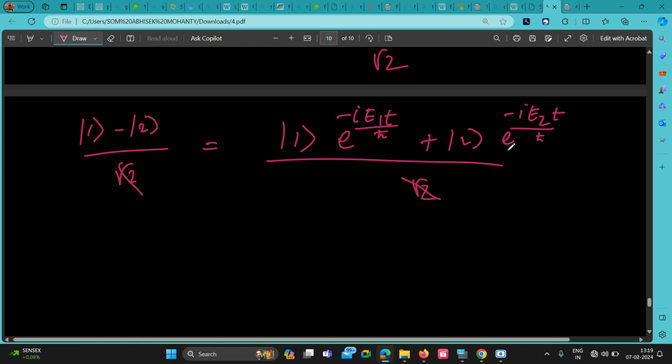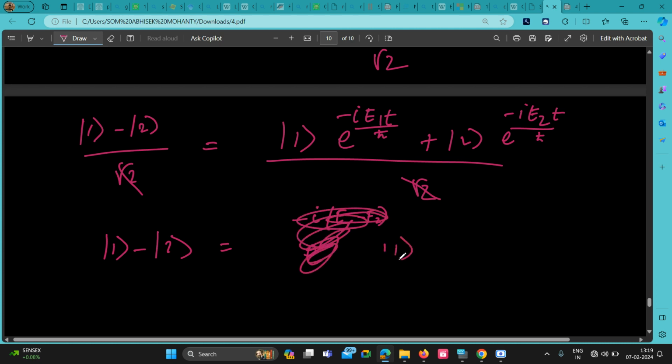So if you see, I will take it common. So 1 minus e to the power minus i(e1 minus e2)... what did I do here? Okay, see, what will be 1 plus e to the power... I will take this as common here, minus i(e2 minus e1)t by h cut.